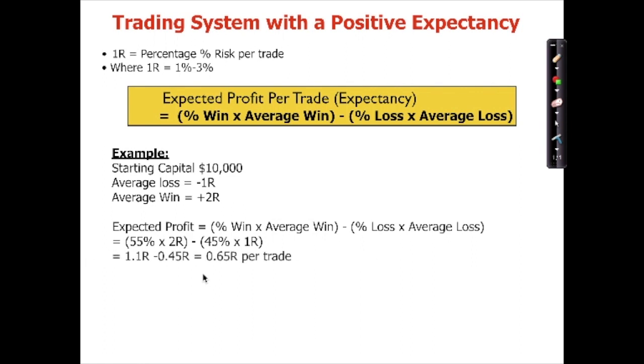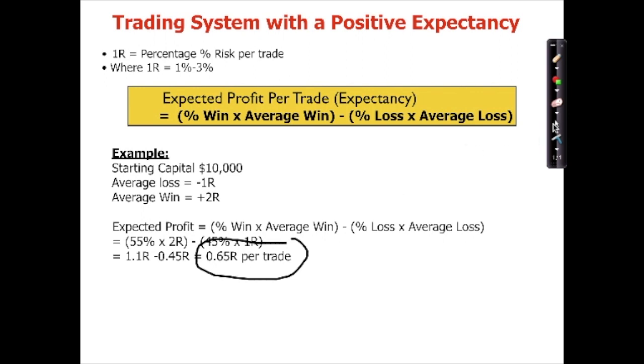So if you put in the numbers, this would give you 1.1R minus 0.45R. That gives you 0.65R. Now, question, is this positive? Yes. As long as your expected profit per trade is positive, you are guaranteed that the more you trade, the more money you will make. Remember, in the short term, when you trade, you could win 2R or you may lose 1R. But because you are winning an average of more than what you're losing, you will have a net gain of 0.65R per trade on average.